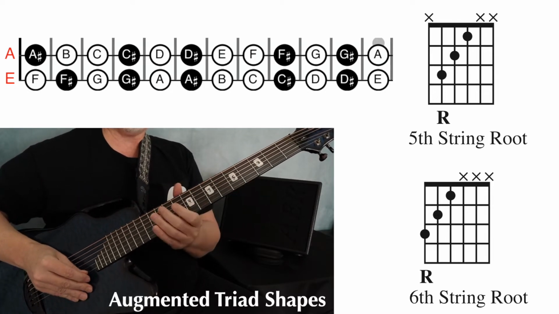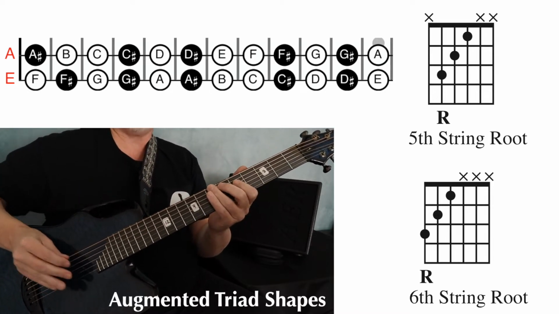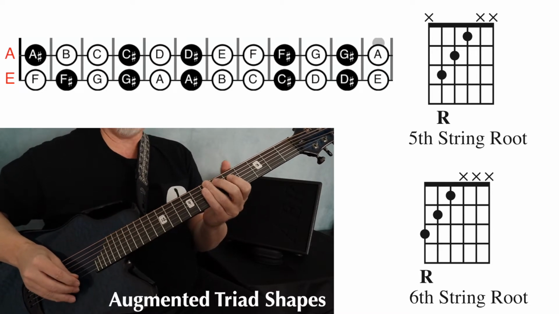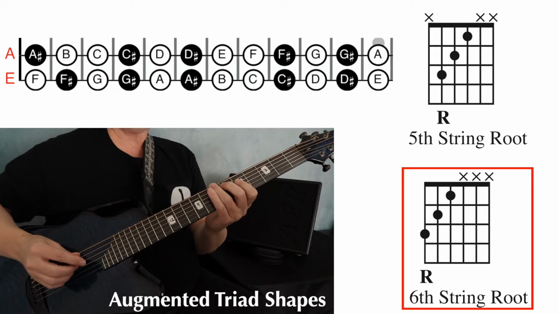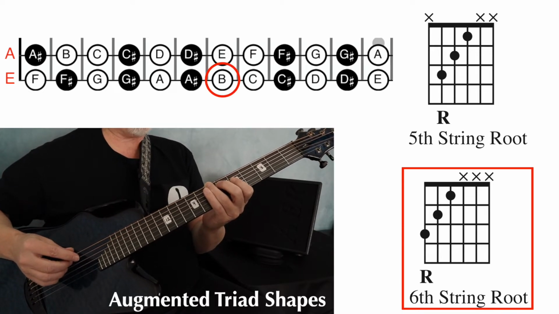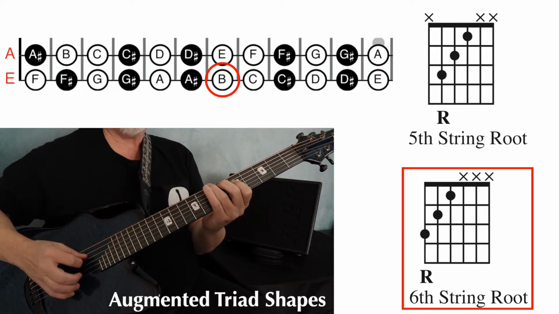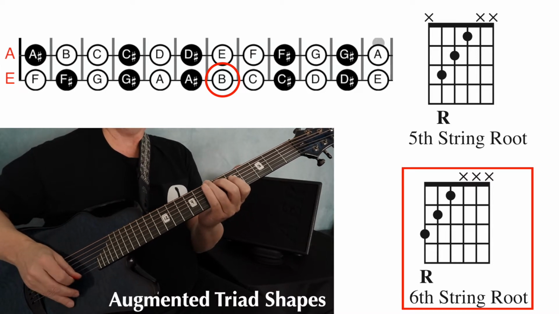For example, if you want to play a B augmented triad with the root on the 6th string, you're going to take that 6th string shape, move it so that the root is on the B on fret 7 on string 6. And there's your B augmented triad.